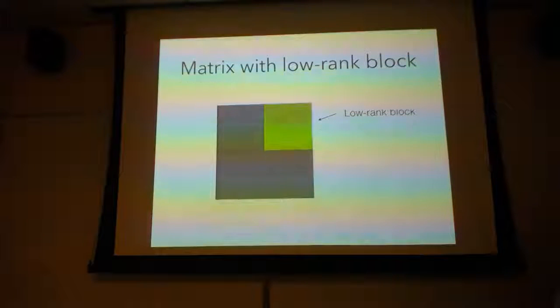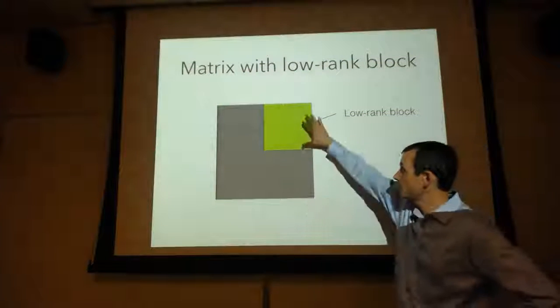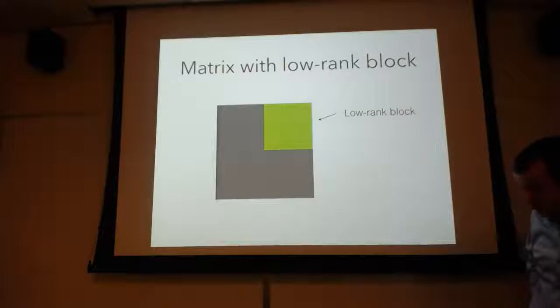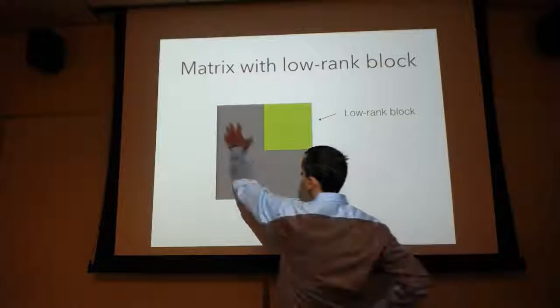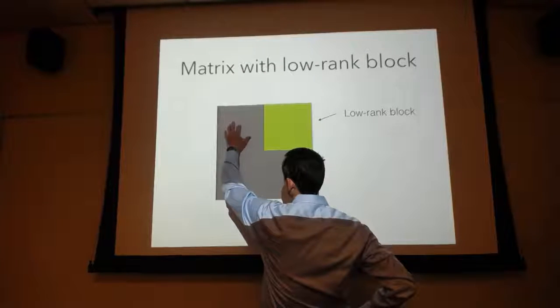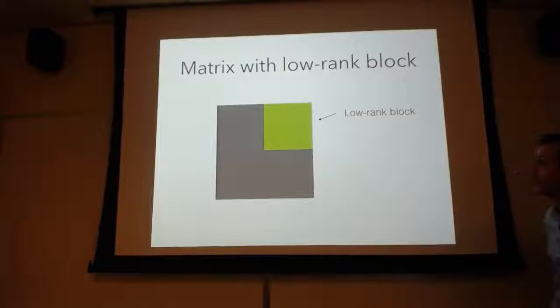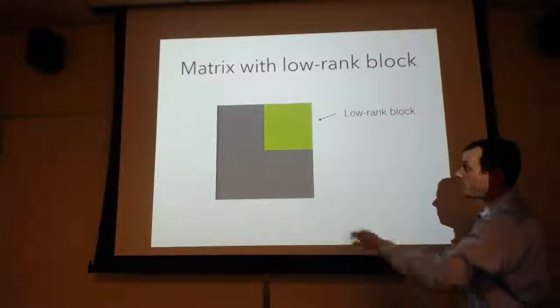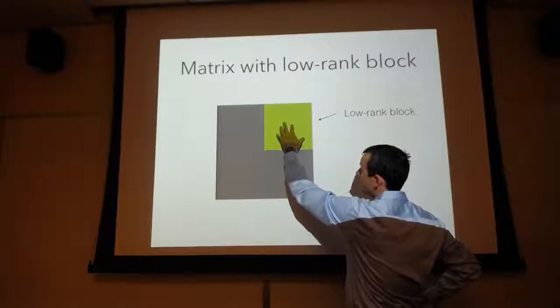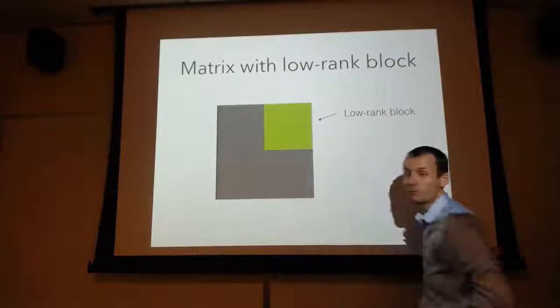Let's look first at a cartoonish picture, and then we'll see exactly what happens during the factorization. Let's say this is a matrix. We have a low-rank block. The idea is, we're not going to do the LU factorization on the whole matrix here. We're just going to look at this block. If you want to do an LU factorization on this block, what's an LU factorization? It's just a bunch of row transformations.